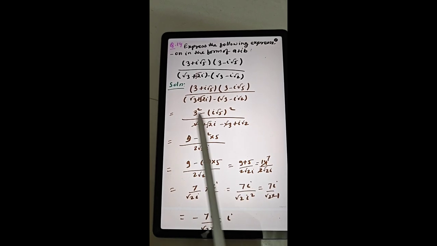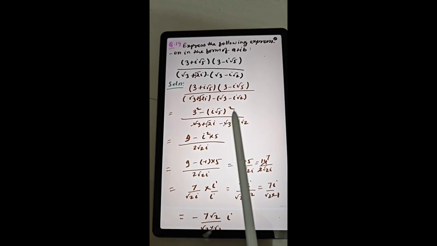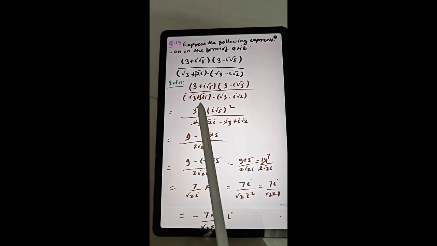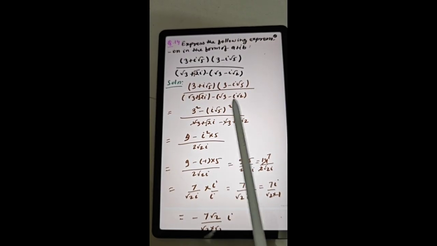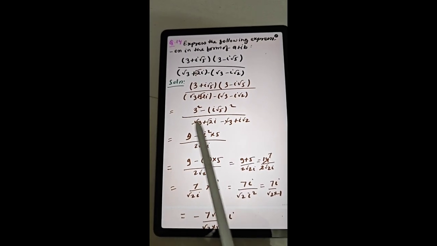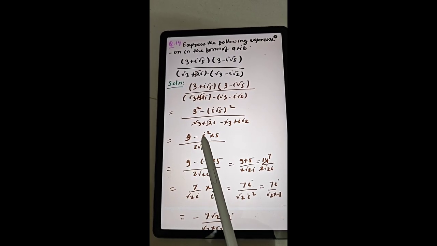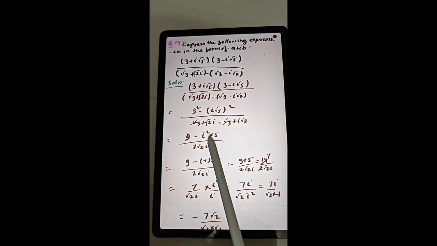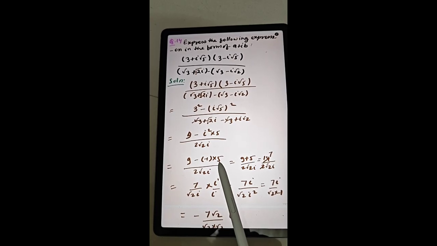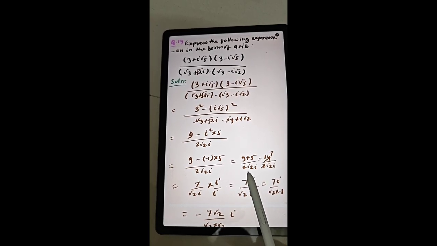So simplify it. A square minus b square. 3 square minus (iota root 5) square. And this will be root 3 plus root 2 i minus root 3 plus i root 2. So root 3 cancels. So 2 root 2 iota. This is 9 minus i square 5. So i square is minus 1. So 9 plus 5, 14 upon 2 root 2 i.